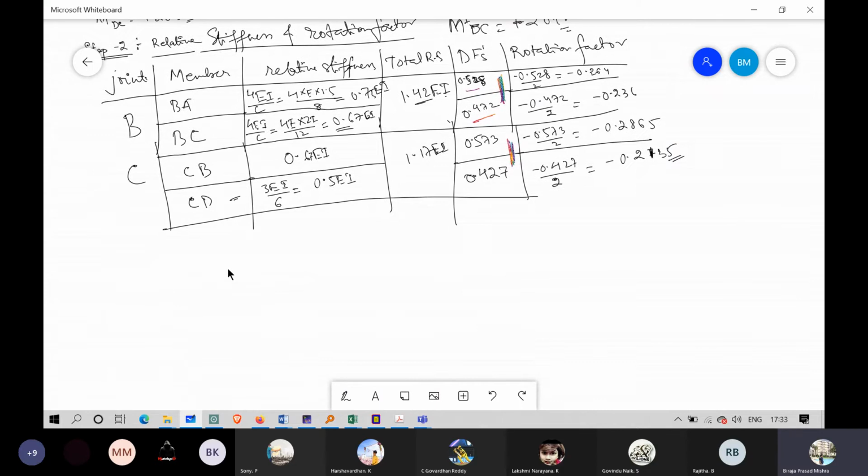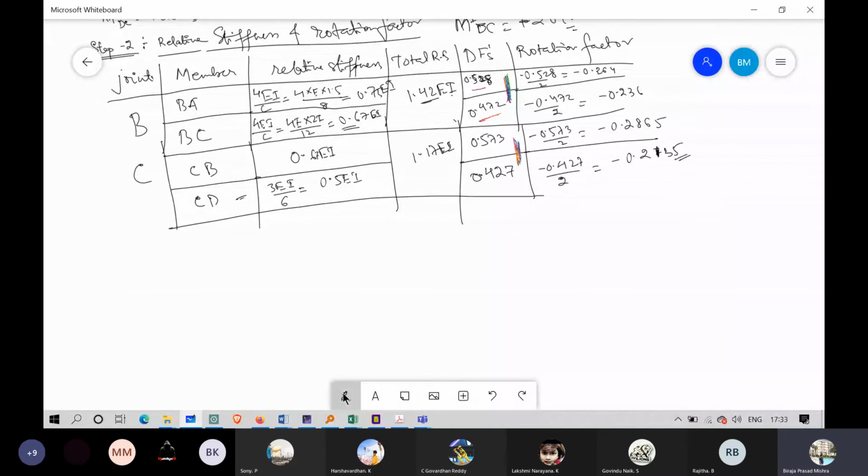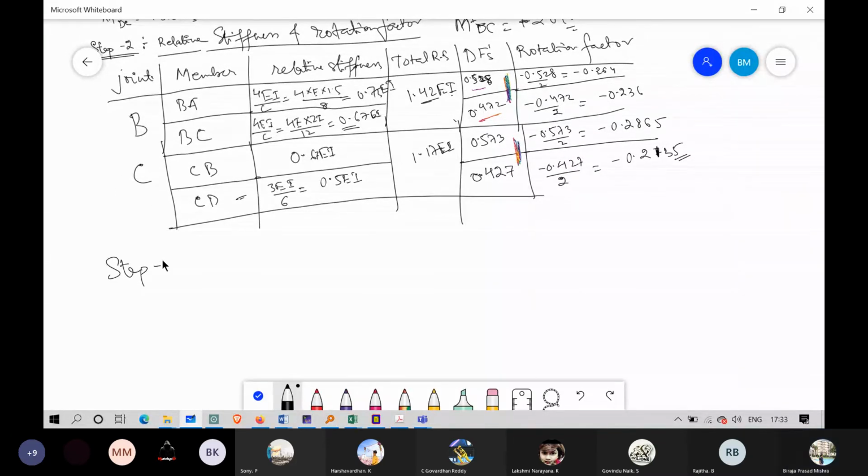Okay, so now what will be the next step? What will be step 3? Step 3 will be the rotation contribution.